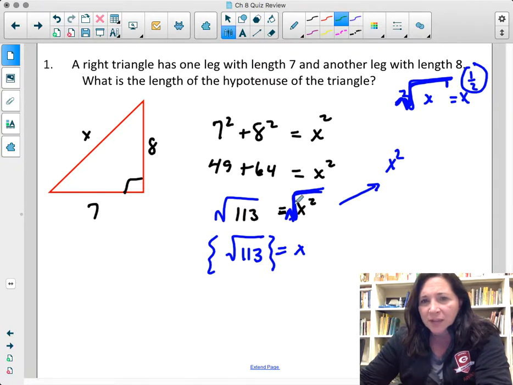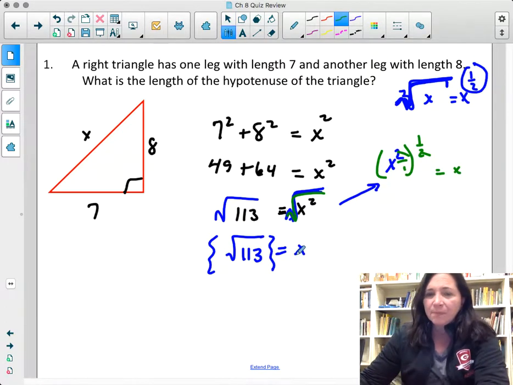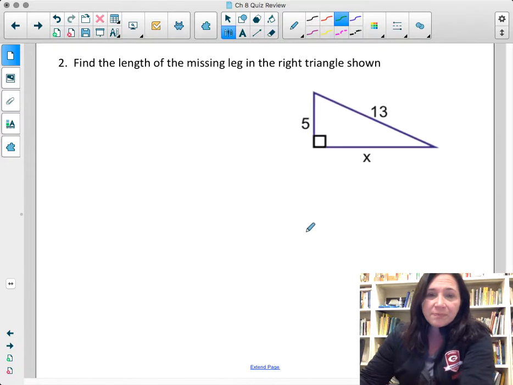So when you take the square root of x squared, what you're really doing is you're taking x squared and you're saying that's to the 1/2 power, whereas the 2's are going to cancel out and you're going to get just x. So that's why x ends up being a solution by itself.